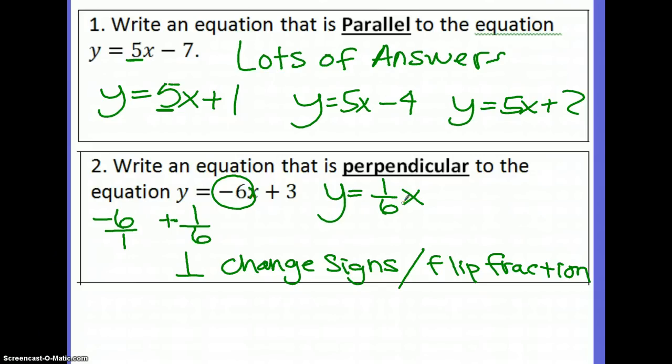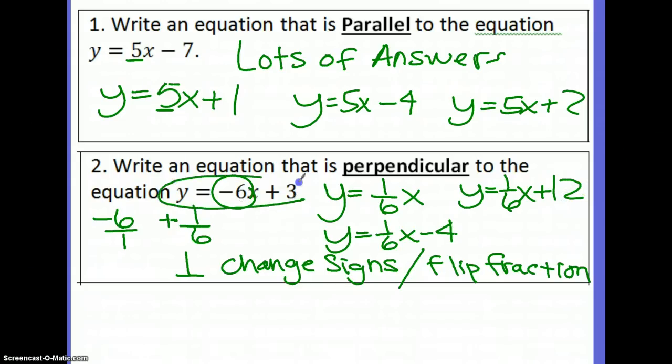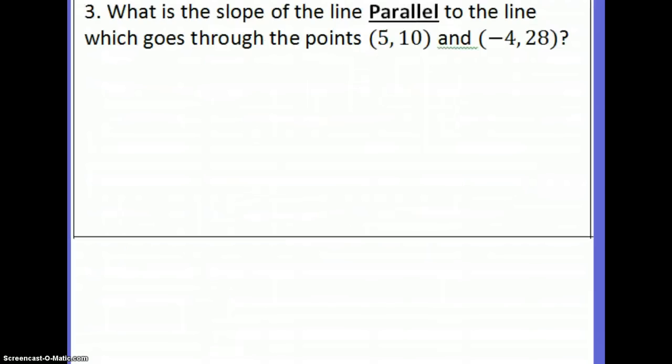I could just make it go through 0 and leave it just like that. I could have it y equals 1/6x minus 4, 1/6x plus 12. All of those equations would be perpendicular to y equals negative 6x plus 3. What is the slope of the line parallel to the line that goes through those points?